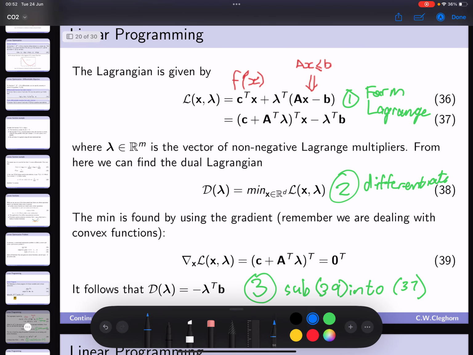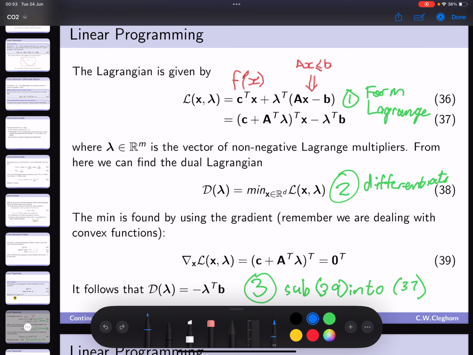So what we've done now is we've said, okay, I know that x is optimized when c plus A transpose lambda is equal to 0, and so I'm just going to drop that in there. This then means that that term evaluates to 0 and gets dropped off. And so you end up saying that the min over x here is equal to negative lambda transpose b, which is the definition of our dual. And that is it. Those are the 3 steps to deriving the dual optimization problem from a linear programming problem.